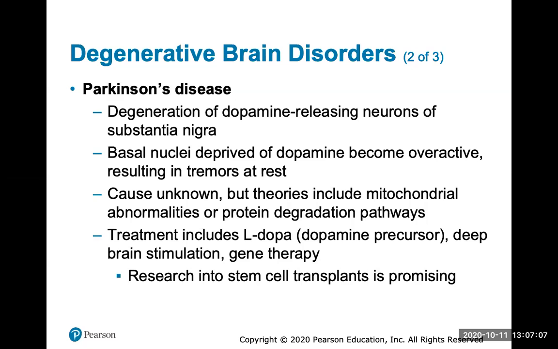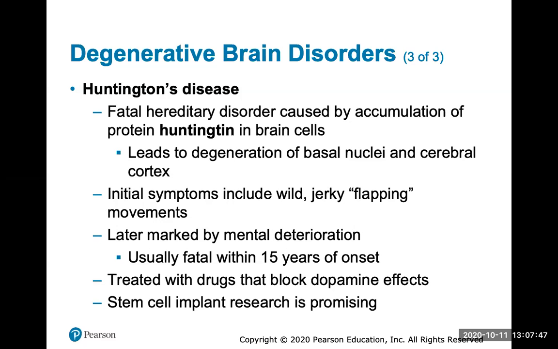Parkinson's disease is the degeneration of the dopamine releasing neurons. Basal nuclei deprived of dopamine become overactive, resulting in tremors at rest. So one of the first keys you look at for Parkinson's disease is someone presents with tremors, so kind of uncontrollable shaking of their hands or fingers. The cause is unknown, but theories include mitochondrial abnormalities, so something wrong with the mitochondria, and also their proteins have started degrading. Here are some treatments. There is some research into stem cell transplants that is promising. Michael J. Fox is the big one with Parkinson's disease.